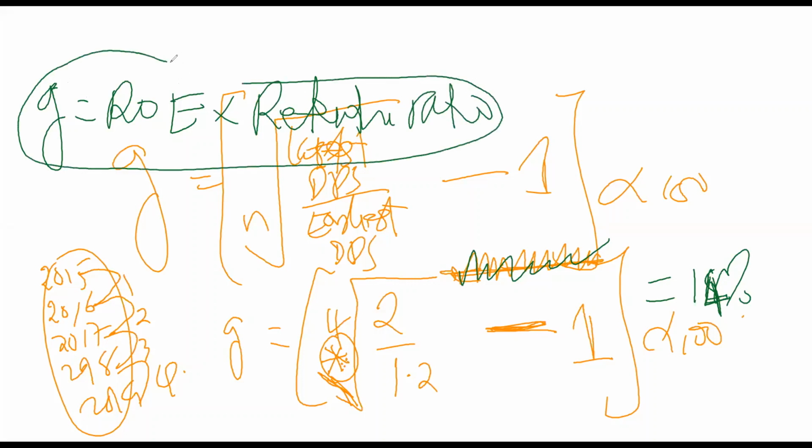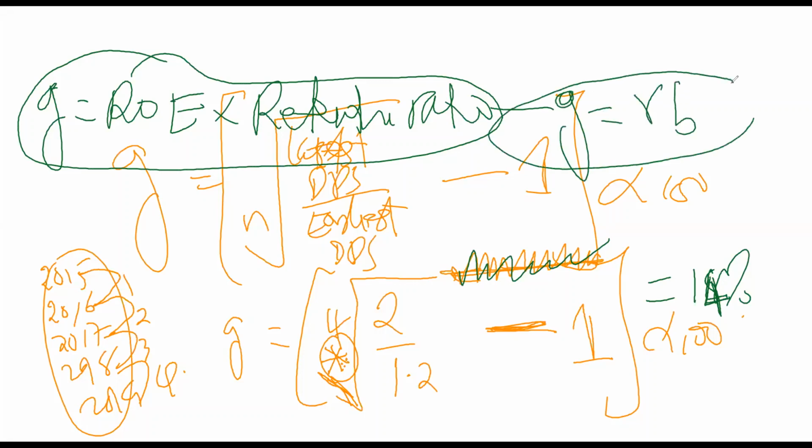I'm not sure whether I clarify this in the handout. The Gordon's growth approximation equation: g is ROE times b. It is called Gordon's growth approximation equation.